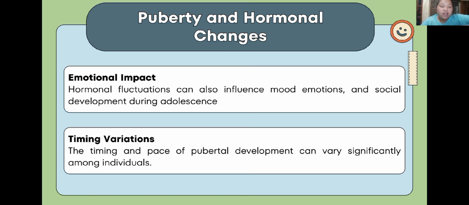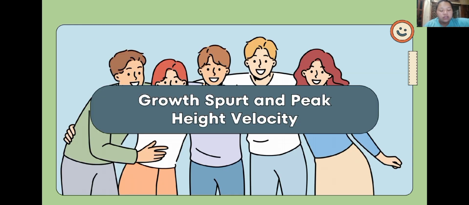Next we have the timing variations. The timing and pace of pubertal development can differ greatly from person to person. Some may experience early or late changes, while others may go through puberty more quickly or slowly, depending on genetic, environmental, and health factors. Let's talk about the growth spurt and peak height velocity.